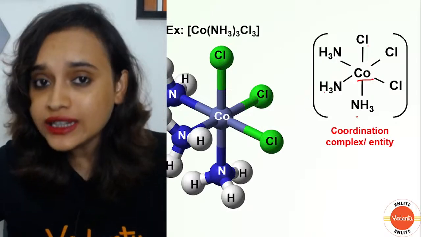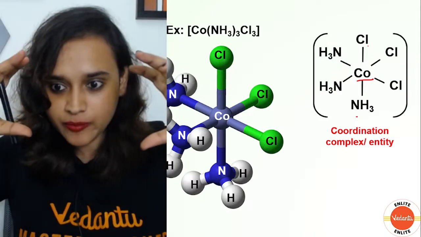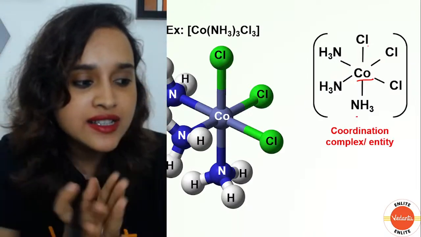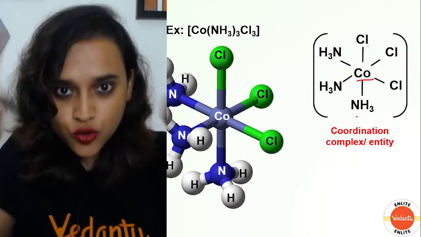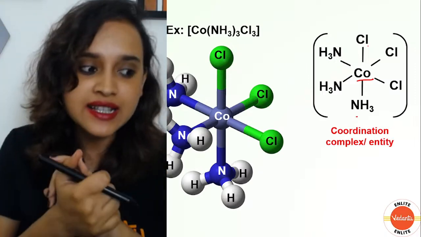In fact, this whole thing that is in between this square bracket that you have made, whatever is in between this, we call this the coordination entity. Is this understood? Whatever is in between this square bracket is called the coordination entity. Is this clear? This is your coordination entity, okay?